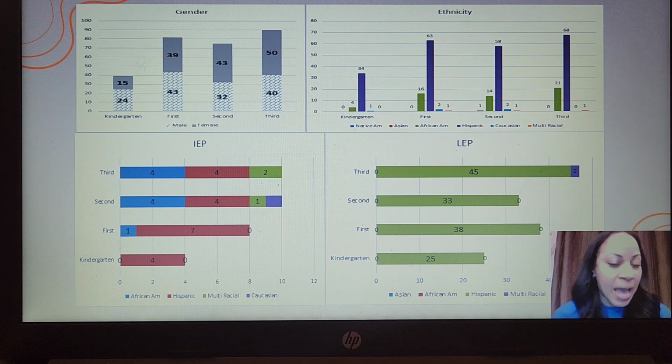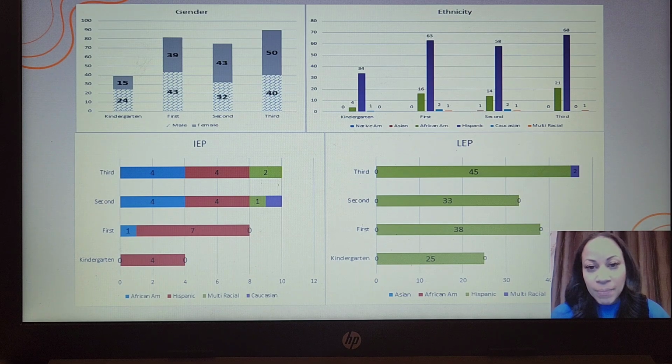It takes a look at gender by grade level, boys and girls. Then it looks at ethnicity. If you look at the purple, that represents Hispanic, which, as you can see, is the majority of our district. Then it takes a look at students with IEPs and limited English proficiency.